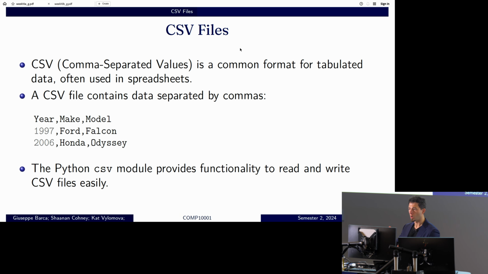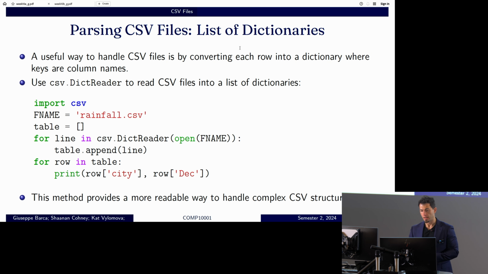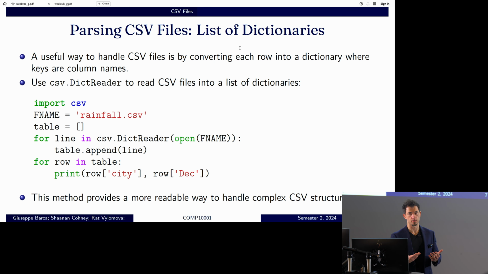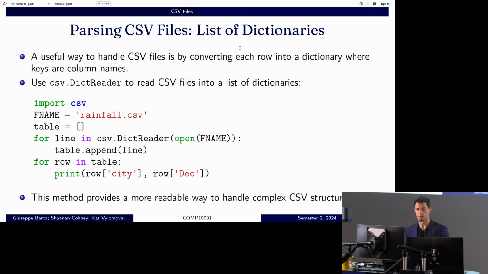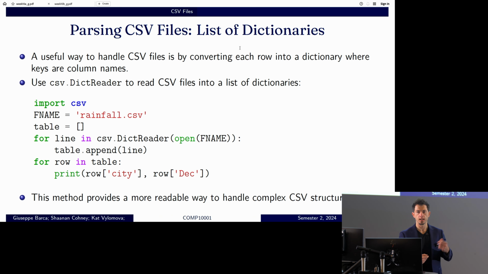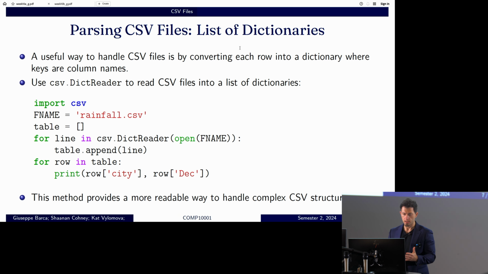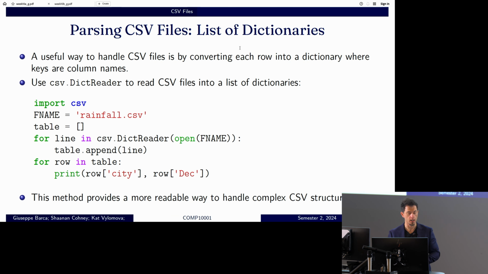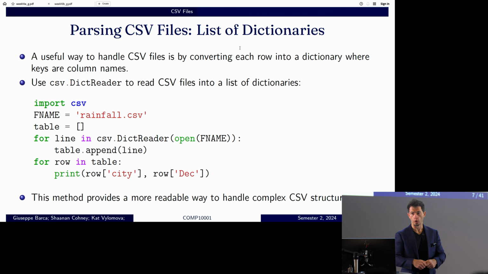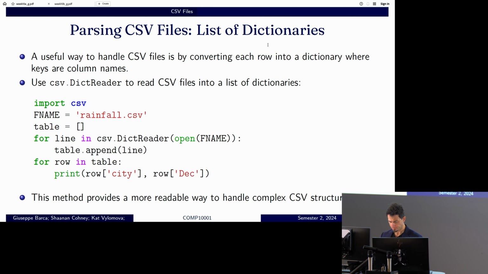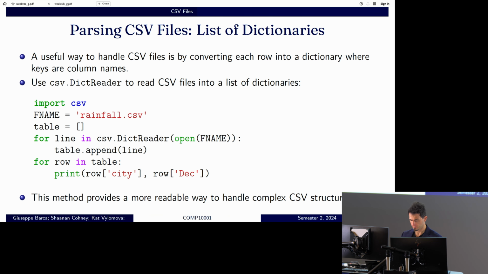Okay, so a common way to handle CSV files is to convert each row into a dictionary. That's handy because the keys in your dictionary can be made the labels of each one of the columns. So what you will end up with is essentially a list of dictionaries in the end. So let's do this together, just to demonstrate it.